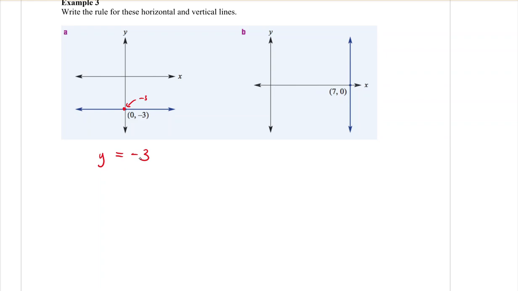Okay, part B, let's do it again. This time our line is going vertically, and it's over here on the x-axis, and that number that it's going through there would be a 7. Very good. So because it's the x-axis, it's x equals, and it's passing through the 7, so x equals 7. That's it. So they're the 3 types of things that you have to do today.